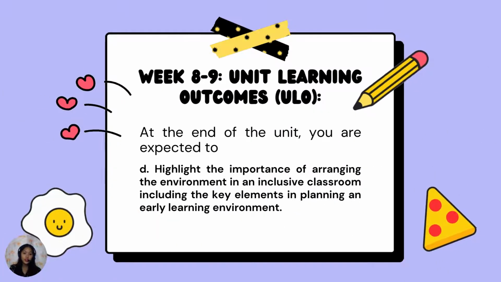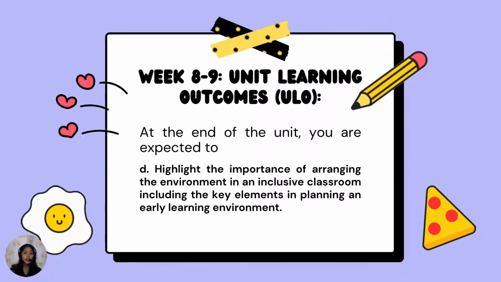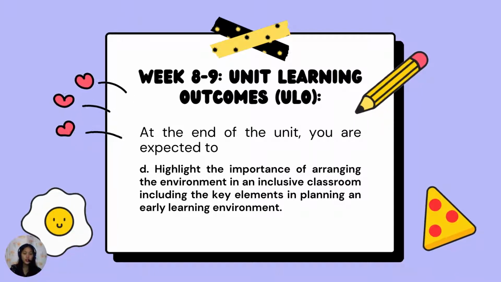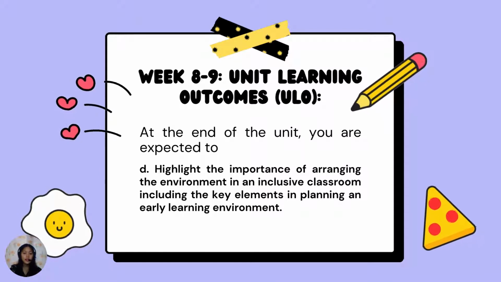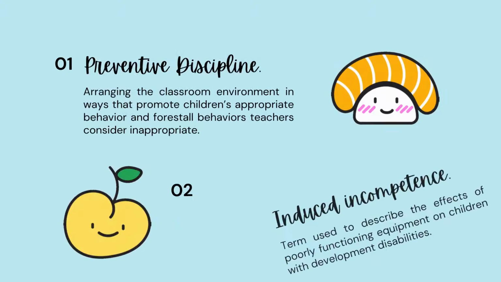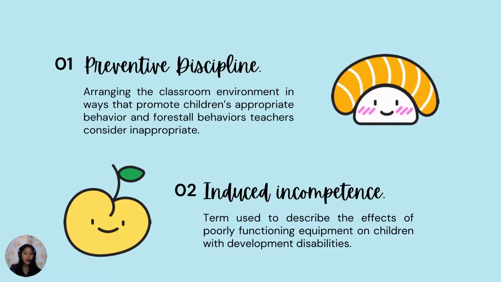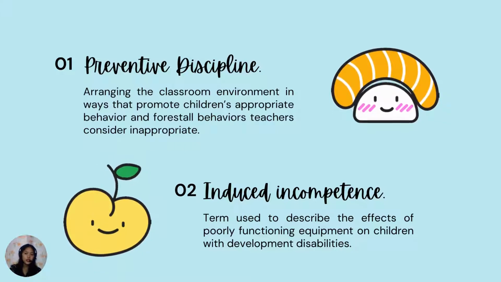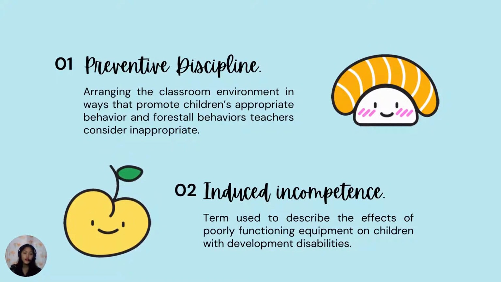At the end of the unit, you are expected to highlight the importance of arranging the environment in an inclusive classroom, including the key elements in planning an early learning environment. So, the first part of our module is the five most essential terms relevant to inclusive education of young children.